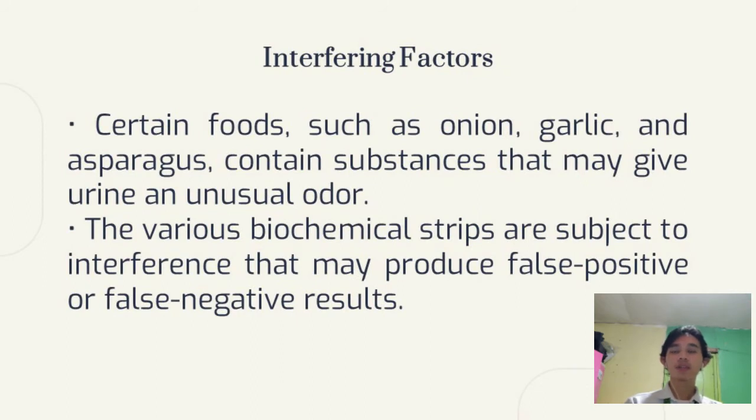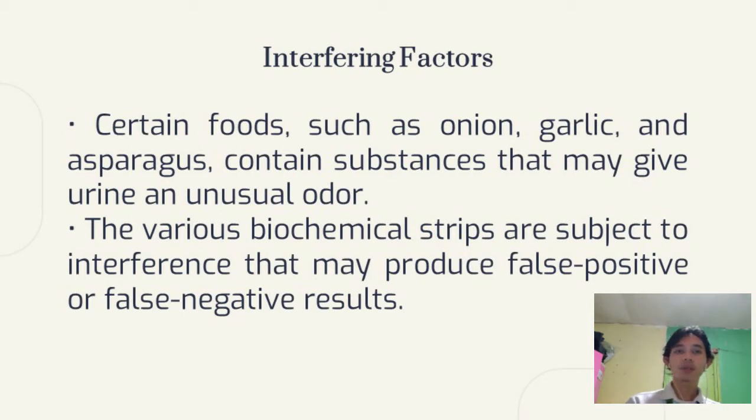So next are the interfering factors. Certain foods, such as onion, garlic, and asparagus, contain substances that may give urine an unusual odor. An ammonia-like odor may be produced by the presence of bacteria. Urine with a maple syrup-like odor may indicate a congenital metabolic defect or maple syrup urine disease. The various biochemical strips are subject to interference that may produce false positive or false negative results.